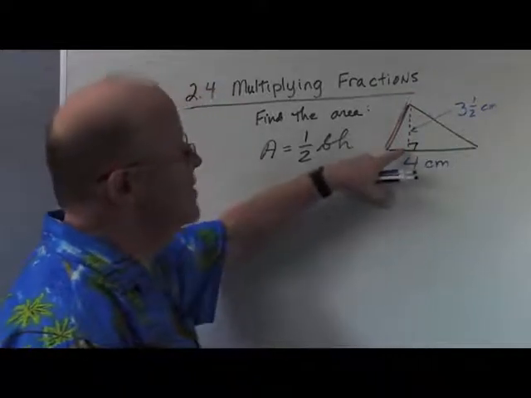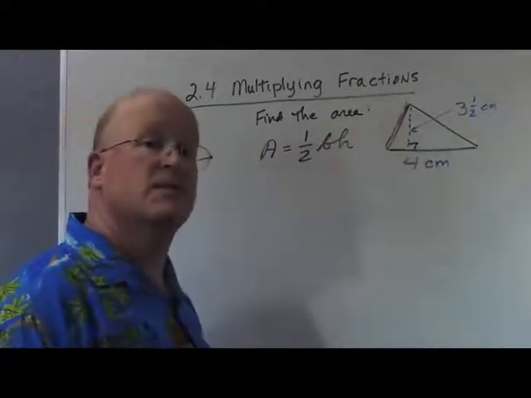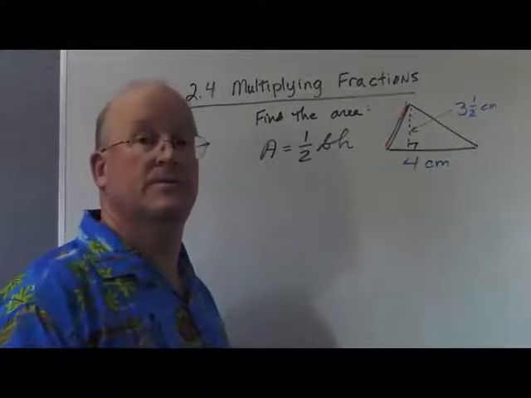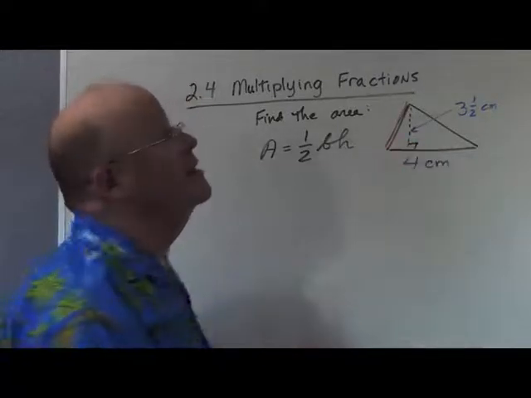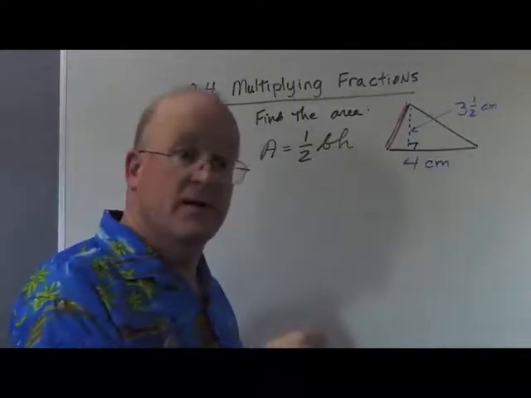This little square that's put in the center here says that that dotted line going up through the center of the triangle is perpendicular or at a right angle to the base. And that means it's standing up straight. And so 3 1/2 centimeters is the true height of the triangle.